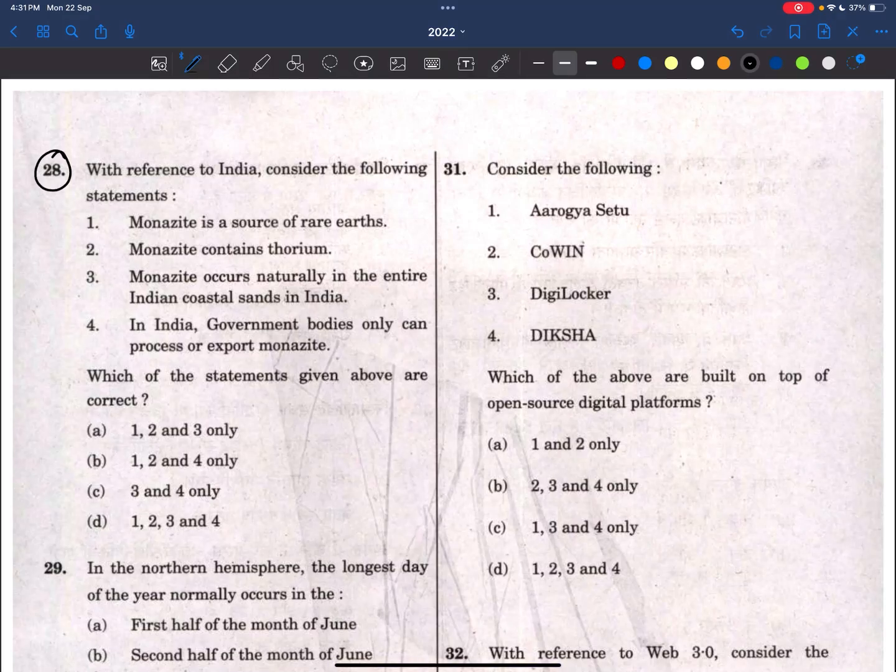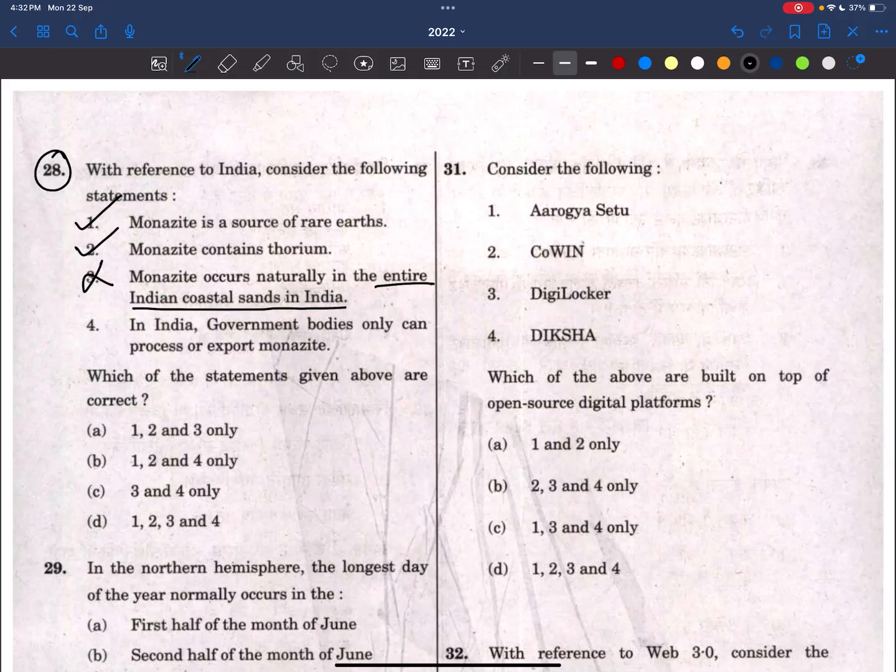With reference to India, consider the following statements. Monazite is a source of rare earths. Yes, this is true. This is a radioactive material, and it is called the source of thorium. You know, thorium is a rare earth mineral only. Monazite contains thorium. Yes, this statement is true. Monazite naturally occurs in the entire coastal sands of India.